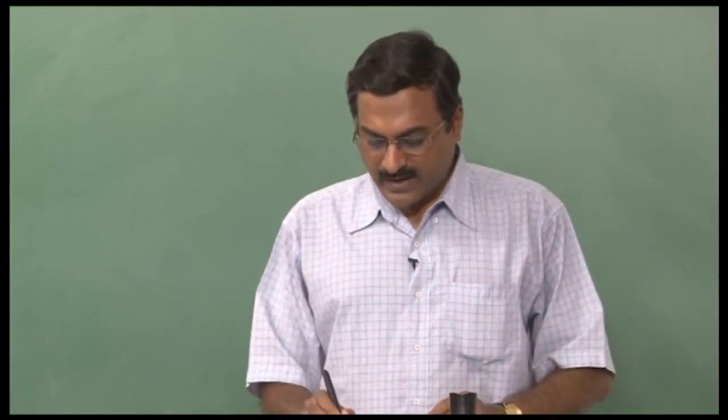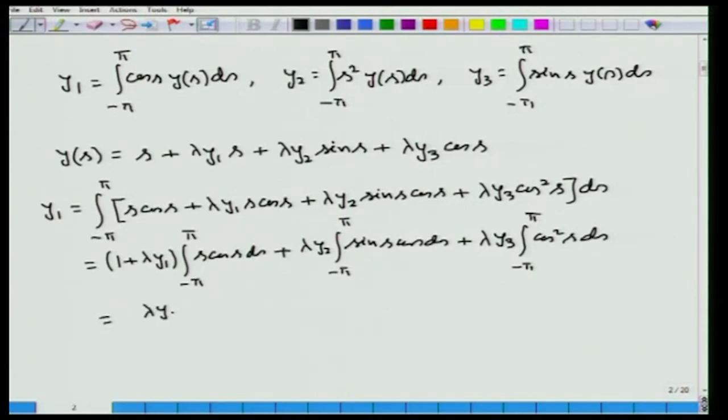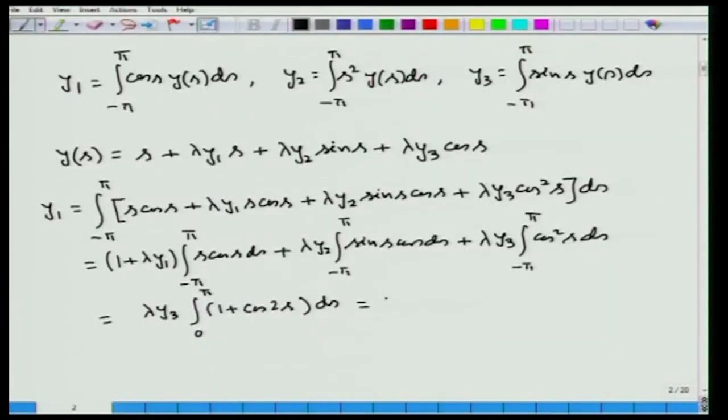So both of them are equal to 0, and the last integral can be written as lambda y 3 integral 0 to pi of 1 plus cos 2 s d s, because minus pi to plus pi can be converted into 2 times 0 to pi, and 2 cos square s is nothing but 1 plus cos 2 s. After integration we have lambda y 3 times s plus sin 2 s divided by 2, with limits from 0 to pi, and therefore this results in lambda y 3 pi. This will be the result.